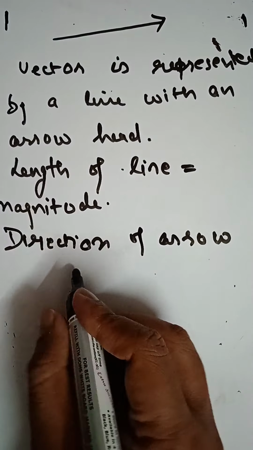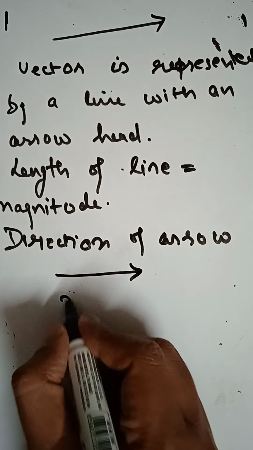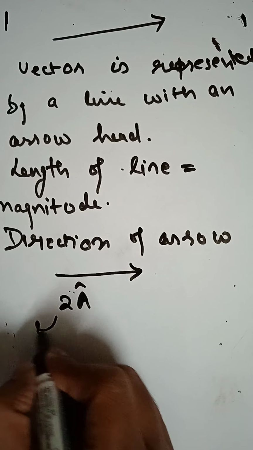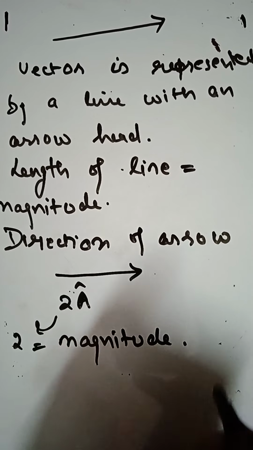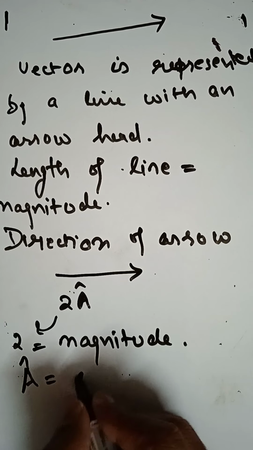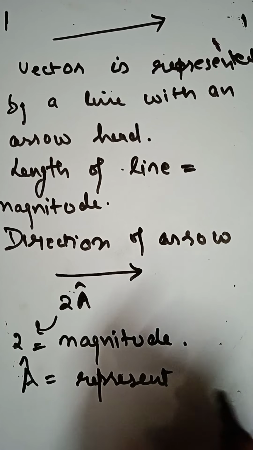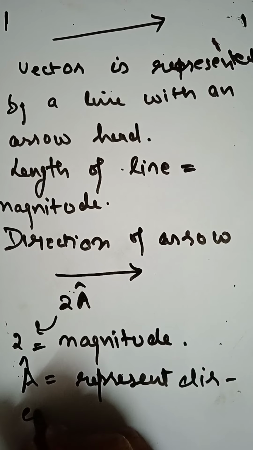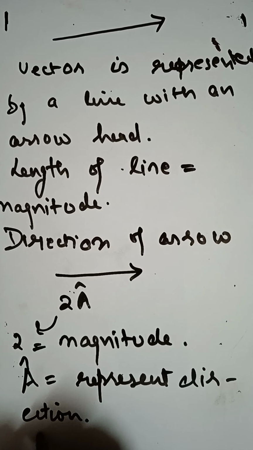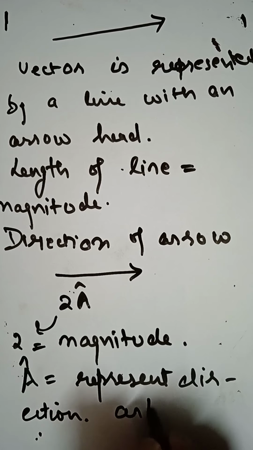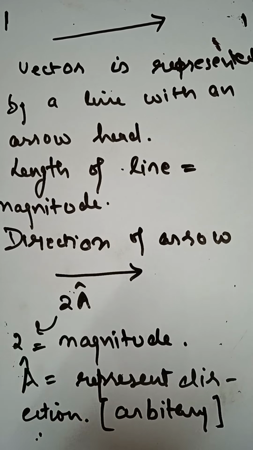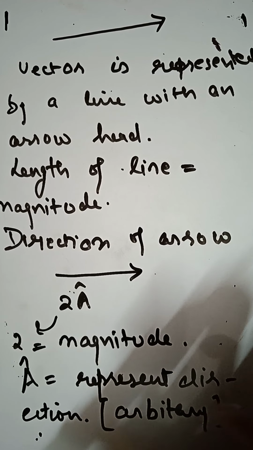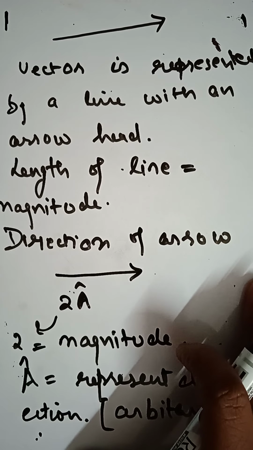Now let's say this is a line. I'm calling it 2a cap. 2 is equal to magnitude. A cap represents direction. It can be any direction. It is actually arbitrary. That means it can have any direction. Arbitrary direction means it can be any direction, right? So, up to here, I think everything is clear to all the students.